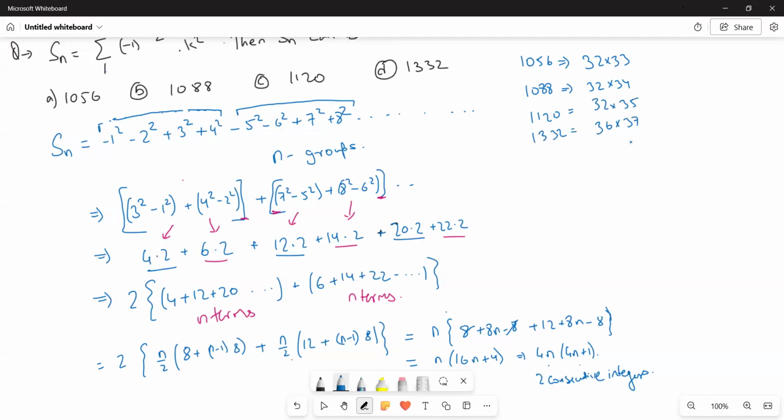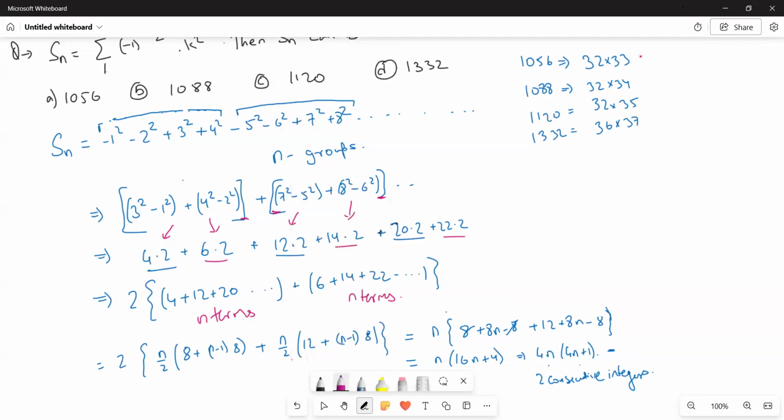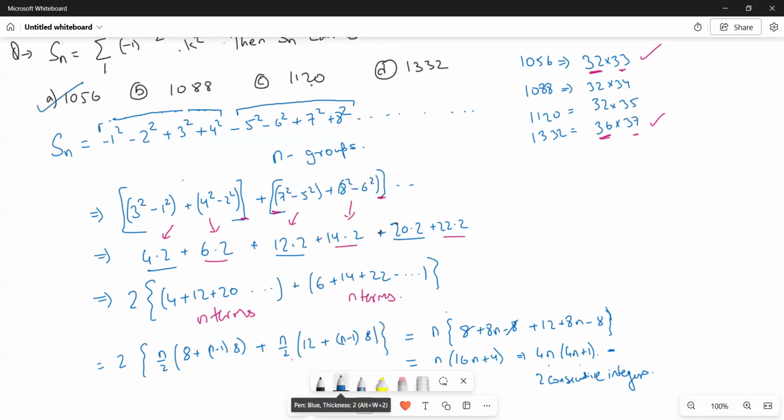So out of the following, which of the pairs will be in the form of 4n into 4n plus 1? So the answer is 1056 and 1332. 32 is in 4n, 36 is 4n, and ये 4n plus 1 हो गया. Consecutive integers 4n plus 1. So the answer for this question is A and D.